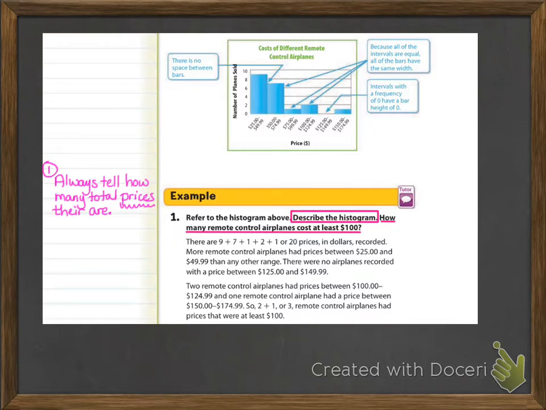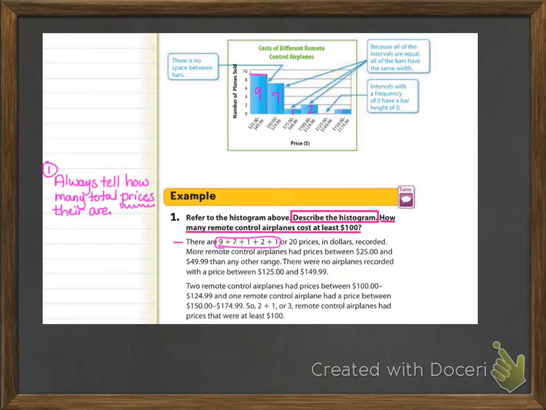So you'll see here that what they started with in our explanation, it says right here that there are 9 plus 7 plus 1 plus 2 plus 1 or 20 prices in dollars recorded. Now, you do not have to list this part right here, but I would simply say there's 20 prices recorded in dollars. Now, the way they got that is if you look at your bar graph, this first one in the first interval is 9, so you can see where it ends there. The next one is 7, and then you've got your 1, your 2, then a 0, but then you also have your 1. So that's how they ended up getting the 20 prices when you add up those numbers all together.